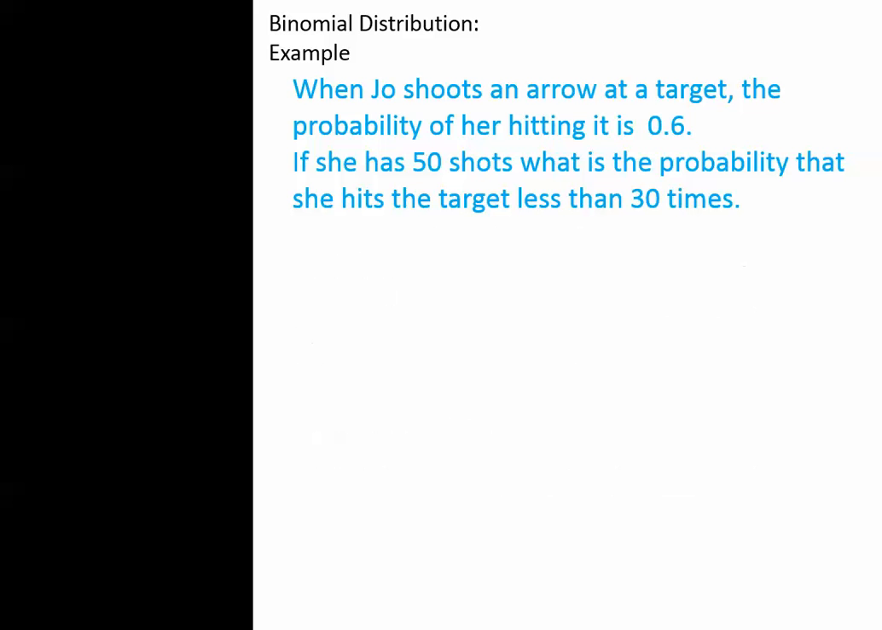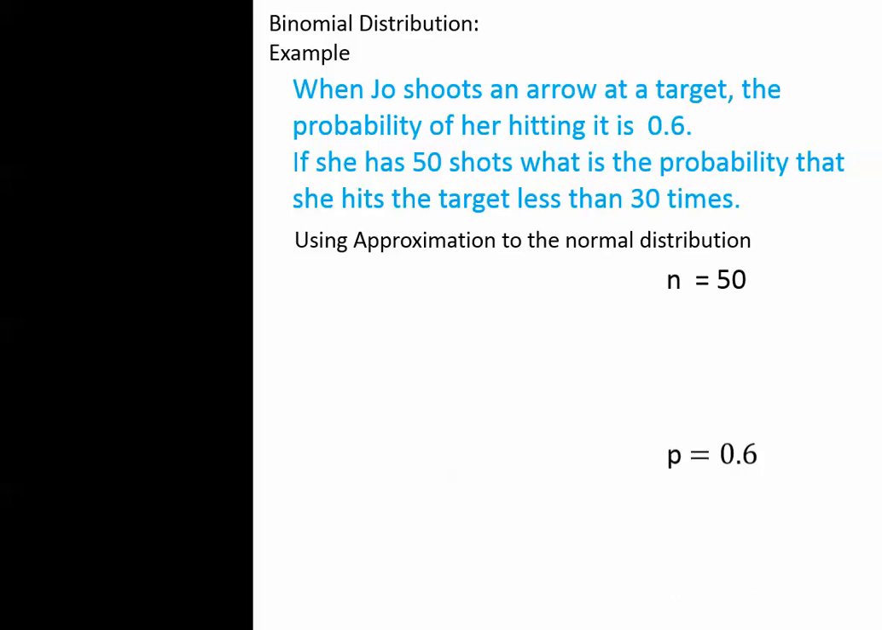That's one way of doing it using binomial distribution ideas. But there's another way we can do it, and that is using the approximation to a normal distribution. Let's see what that means. Thinking about the problem again, yes, there are 50 trials. The probability of success on each one is 0.6. In this one, we need to know 1 take P, the probability of a miss, which of course is 0.4.